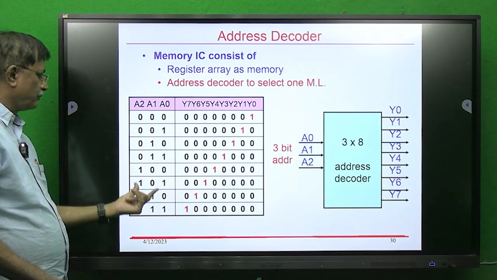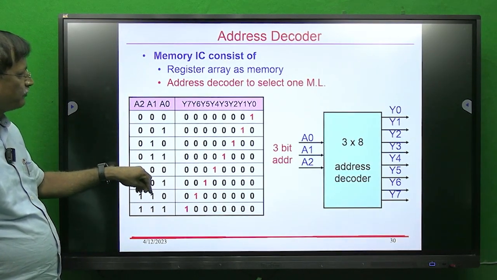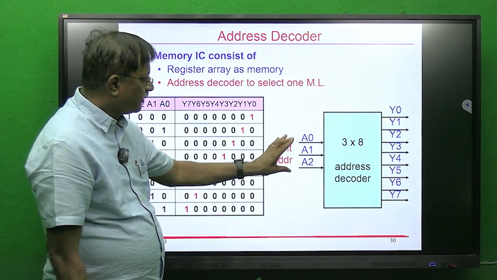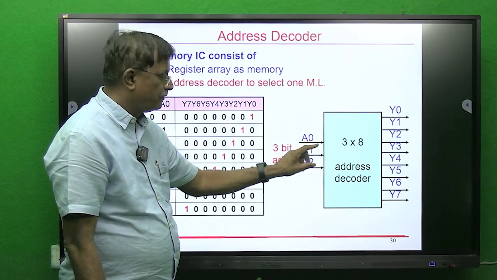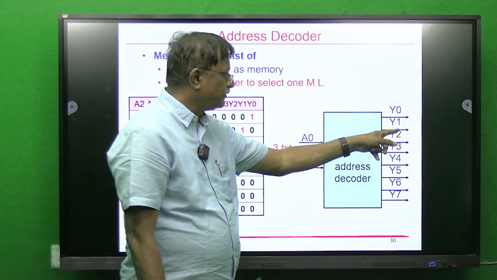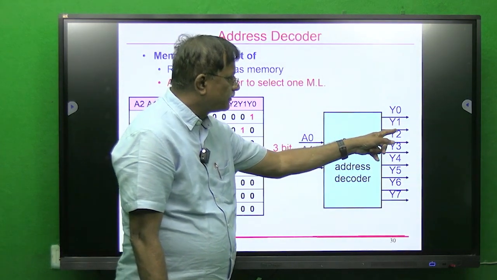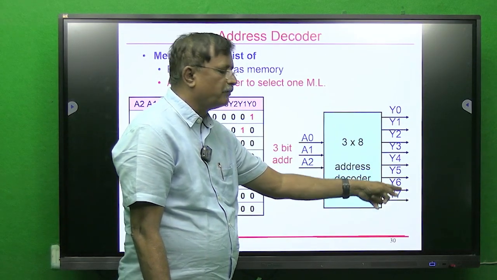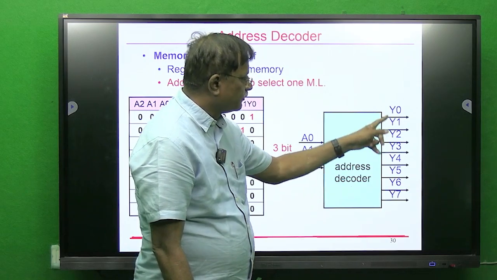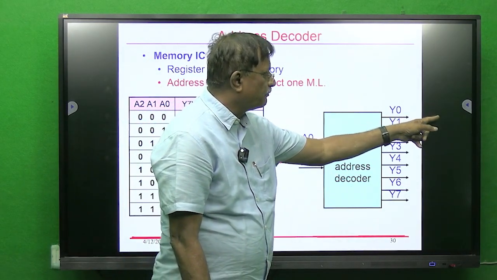So 000 to 111. Now what happens when this address is given by the processor? It first goes to the decoder. The decoder will decode this address. Suppose it is 000, then this line will be active and the other lines will be inactive. If it is 001, then the next line will be active and the other lines will be inactive. Now for what purpose will these lines be used? This is called the address decoder. These lines will be used to select the memory location.